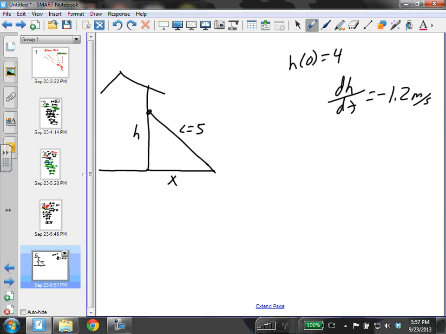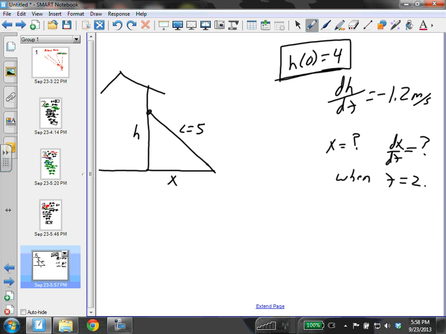So then they ask us to calculate x and dx dt at t equals 2. So we want to find x and dx dt when t equals 2. All that they're saying here is that time is now 2 seconds. But the only trick in this problem is going to be how you deal with the information that they gave us for h.